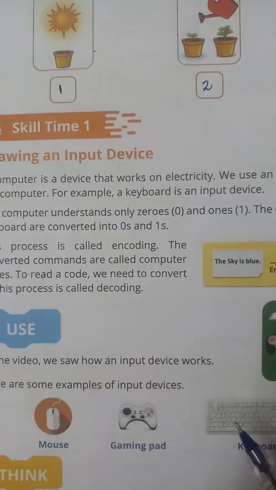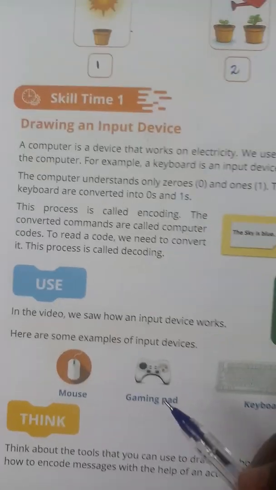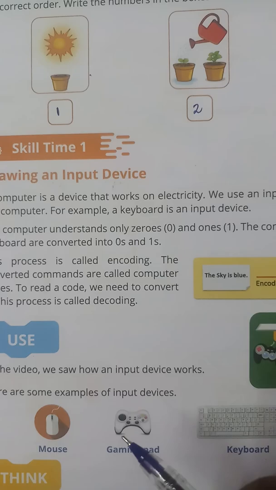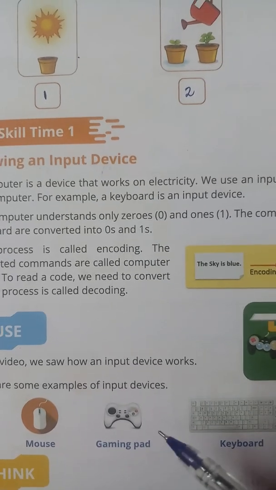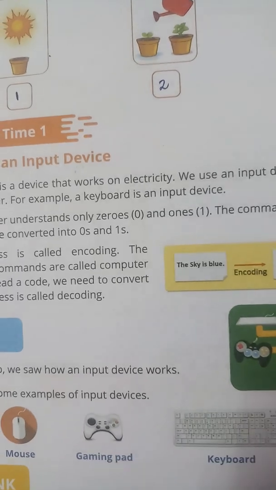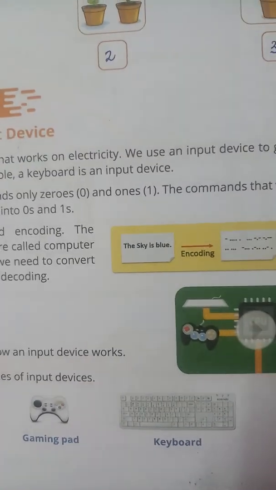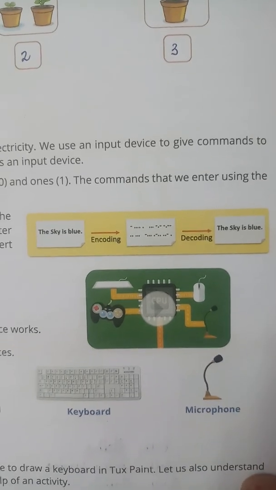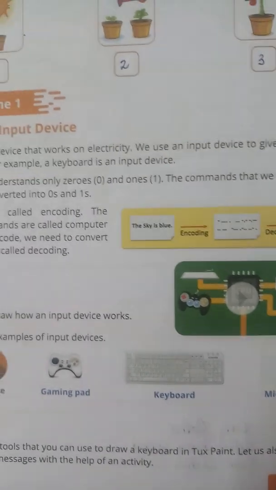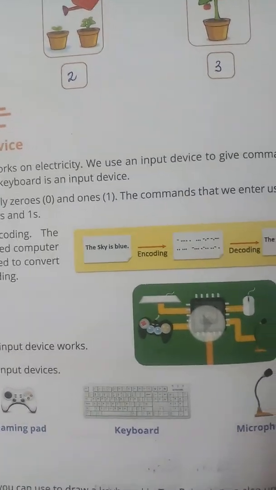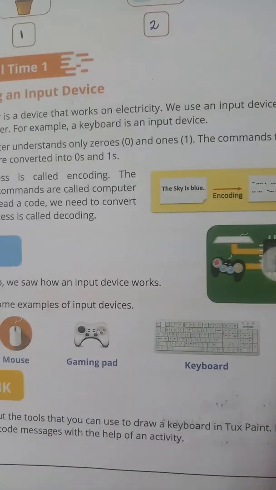Some examples of input devices. We all know about that. Mouse is an input device, and a gaming pad is an input device. It is used for playing video games. Keyboard is also an input device, and microphone is also an input device. These are some of the input devices: mouse, gaming pad, keyboard, and microphone.